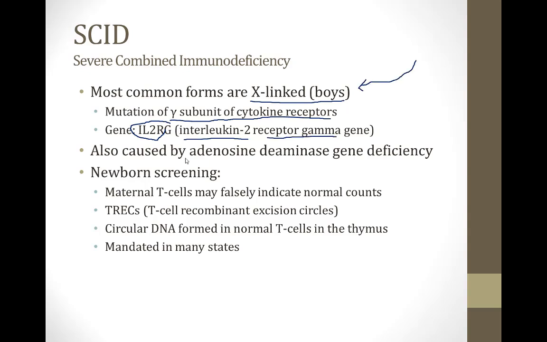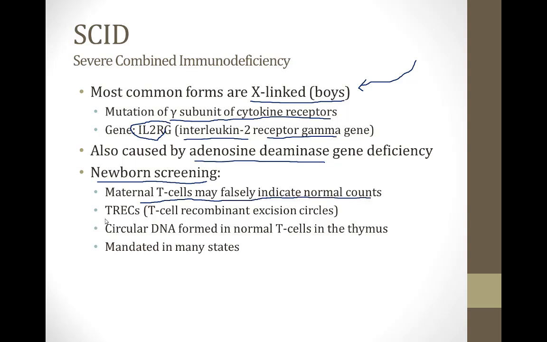Another genetic defect that can lead to severe combined immunodeficiency is a defect in the adenosine deaminase gene, and there's a tie-in with biochemistry to this gene, which I'll show you in a minute, so it's often asked about on board exams. Newborn babies are often screened for this condition. Unfortunately, you cannot do a T cell count because the maternal T cells may be present and they may falsely indicate normal T cell counts.